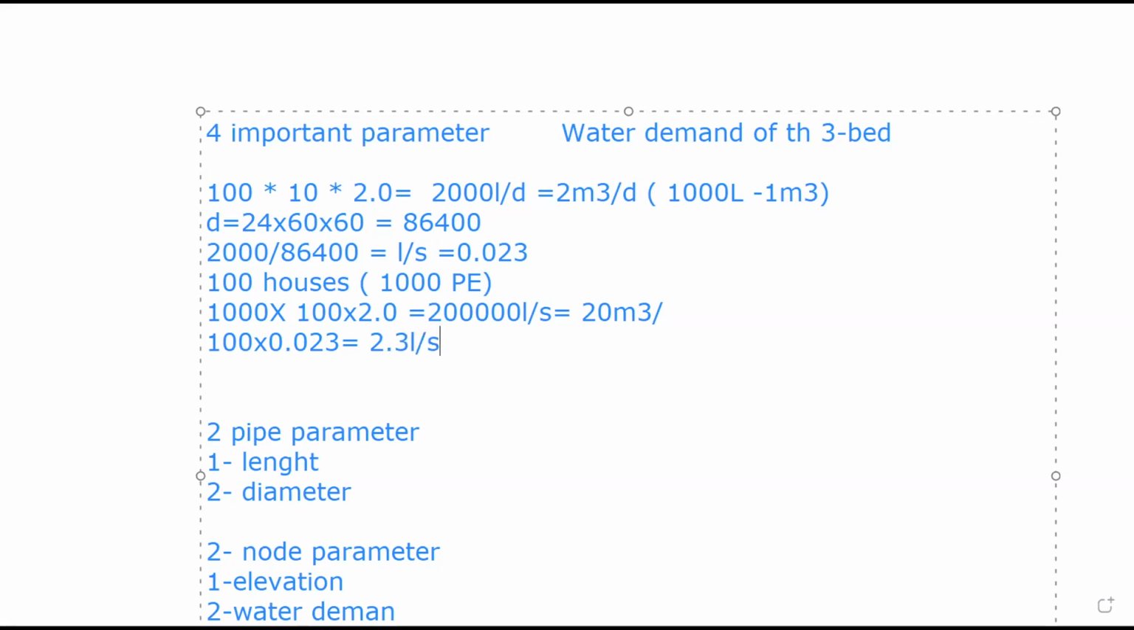2.3 liters per second. It means that if I'm doing a design for a street that has 3-bedroom bungalows, and there are 100 houses, I will need the total volume of water, or flow, or demand, right? At the node at the beginning of the street, if I put a water meter there, every time I go there, the water meter must be telling me that there are 2.3 liters per second of water flowing to meet the demand of the residents of that estate. This is what it means.